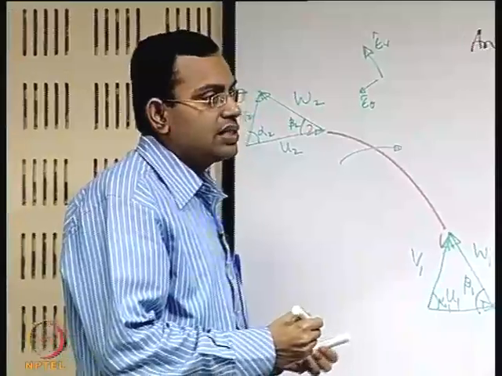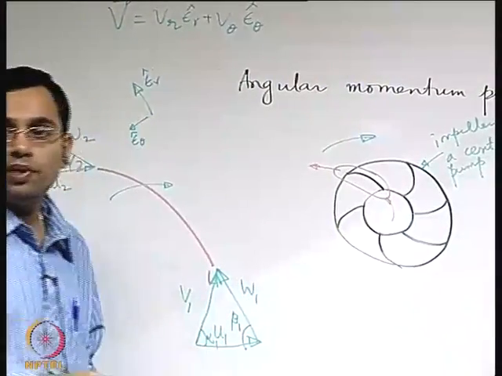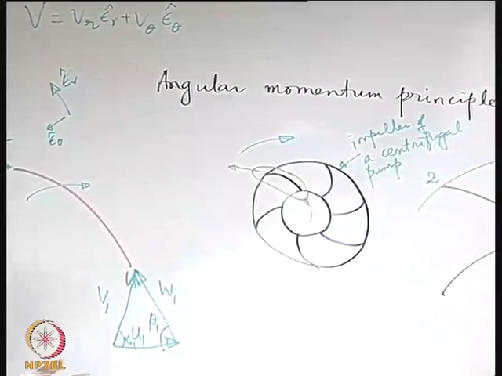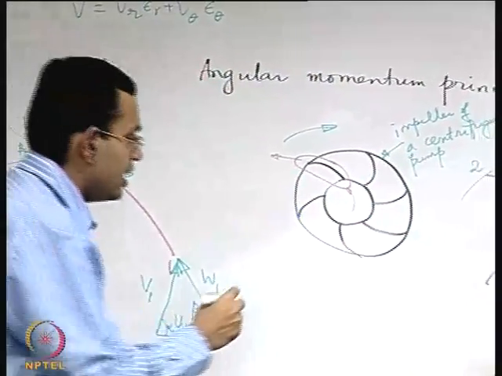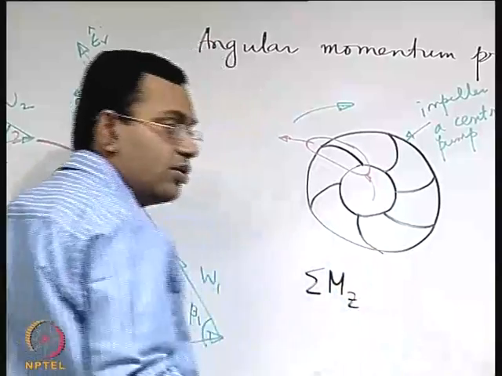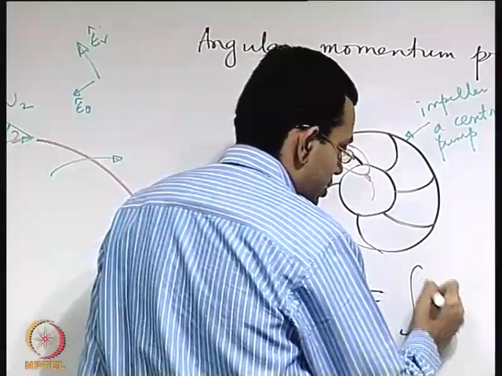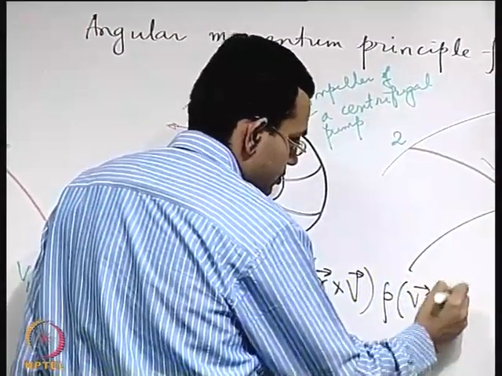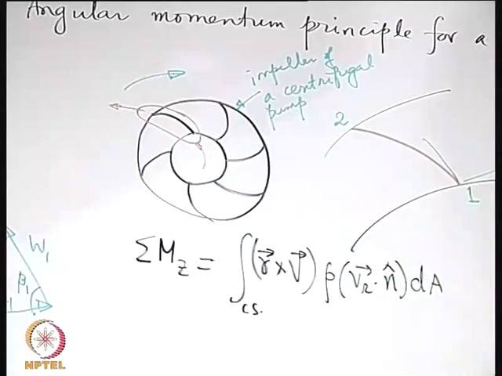Now, with this background, let us try to see what is the resultant moment of all forces with respect to the axis of the impeller or the axis of the rotor. So, how do we do that? We use the Reynolds transport theorem for angular momentum conservation. When we use it, say we consider the control volume as the fluid in the blade passage, and let us write the resultant moment of all forces with respect to the z axis, the axis which is perpendicular to the plane of the board. So, this is equal to the integral of r cross v... The unsteady term is 0, we are assuming that it is a steady flow.